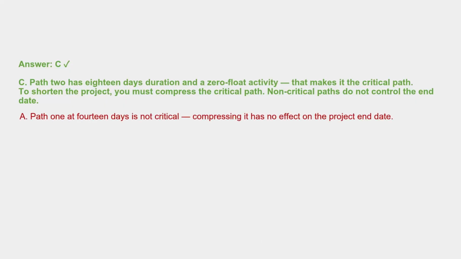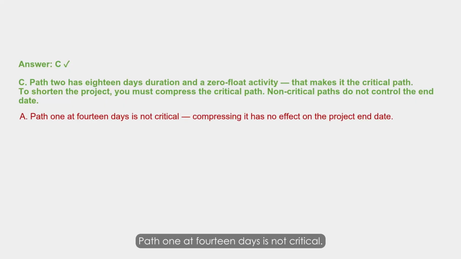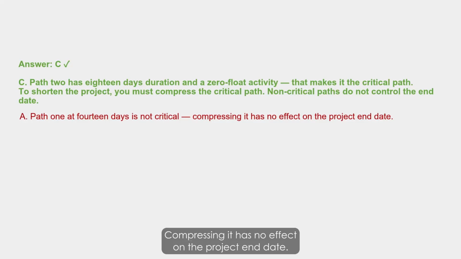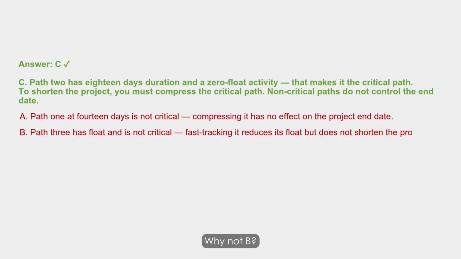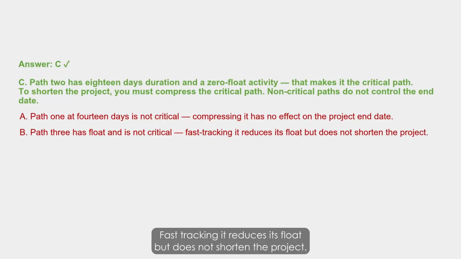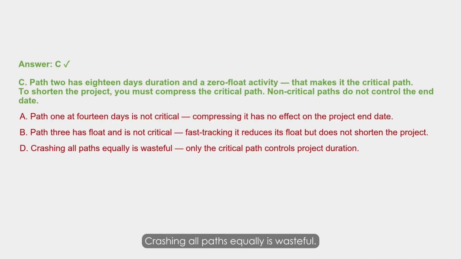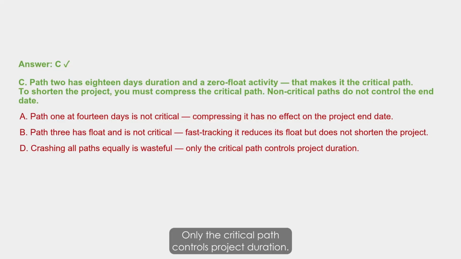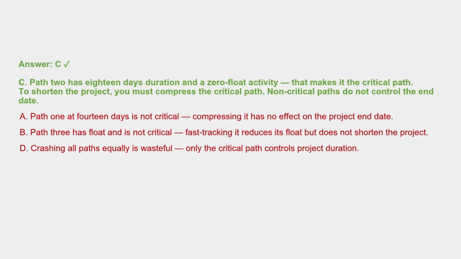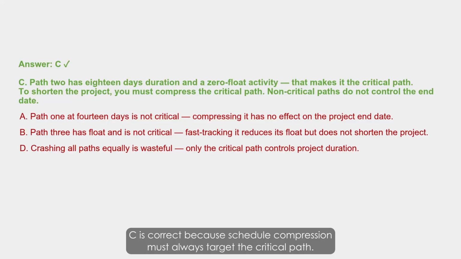Why not A? Path 1 at 14 days is not critical. Compressing it has no effect on the project end date. Why not B? Path 3 has float and is not critical. Fast-tracking it reduces its float but does not shorten the project. Why not D? Crashing all paths equally is wasteful. Only the critical path controls project duration. C is correct because schedule compression must always target the critical path.